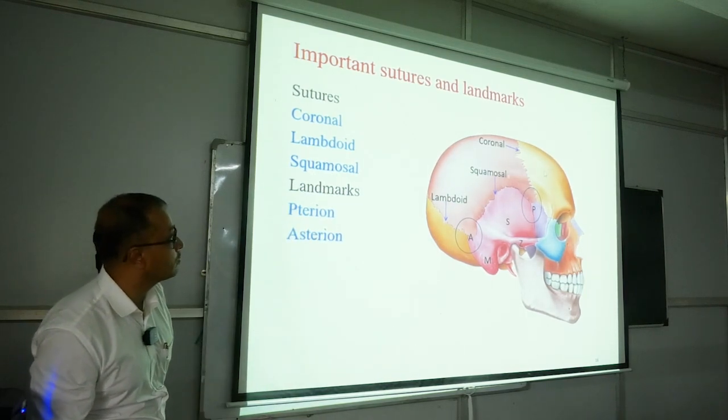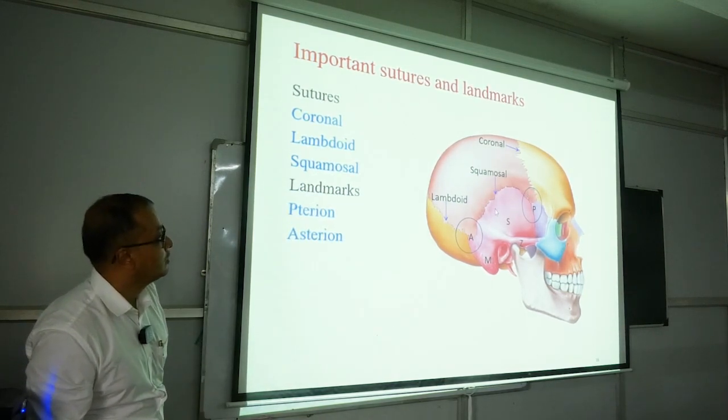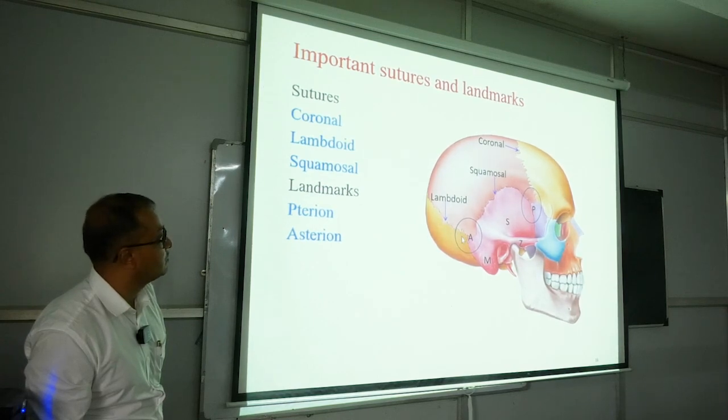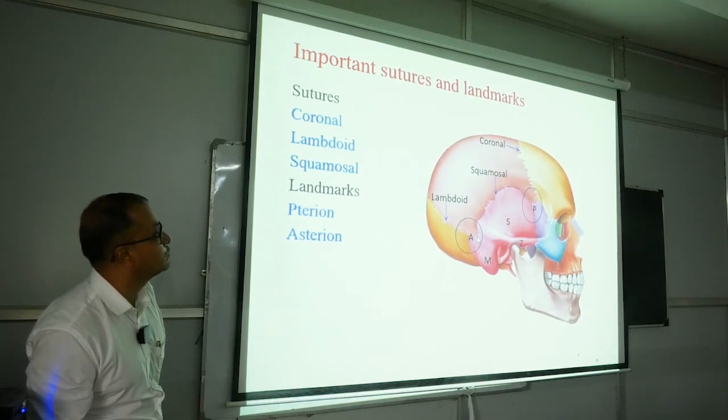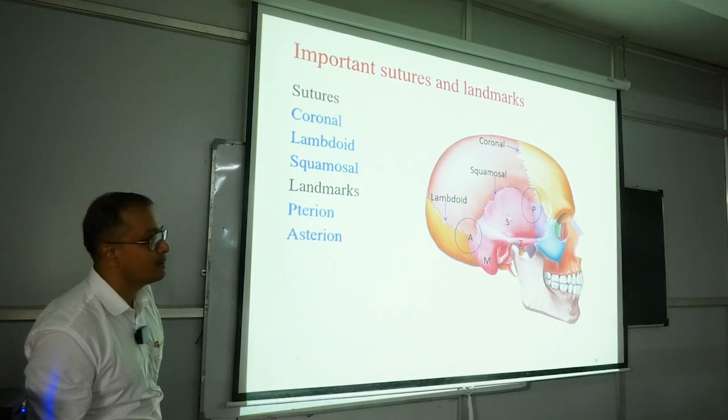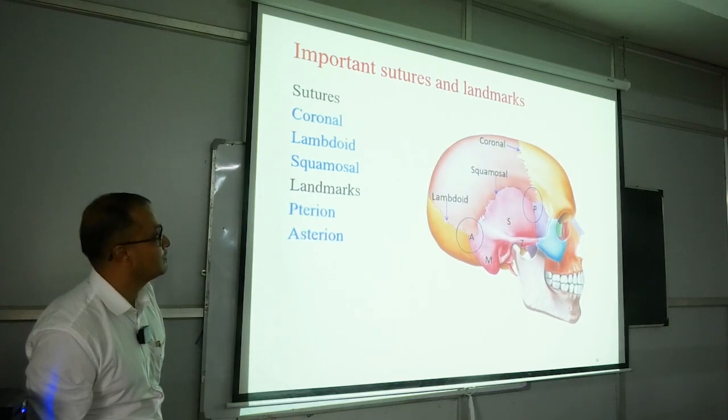Now coming to the sutures which are visible here. Again, you are seeing the coronal suture on the side view. You are seeing the lambdoid suture on the side view, and another suture we are seeing here, we call the squamosal suture. This is the squamosal suture, which is basically the squamous part of the temporal bone making this particular union.